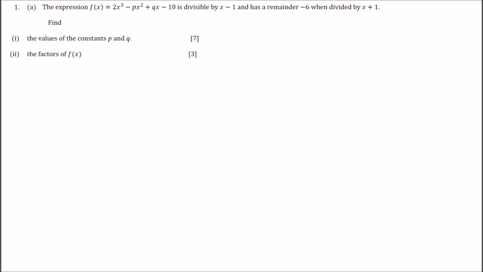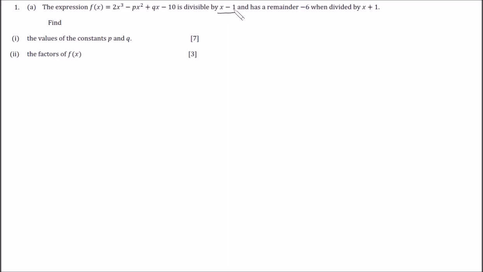The expression f(x) = 2x³ − px² + qx − 10 is divisible by x − 1 and has a remainder of −6 when divided by x + 1. Find part 1, the values of the constants p and q, and part 2, the factors of f(x). Now we're going to be using the remainder and factor theorem.